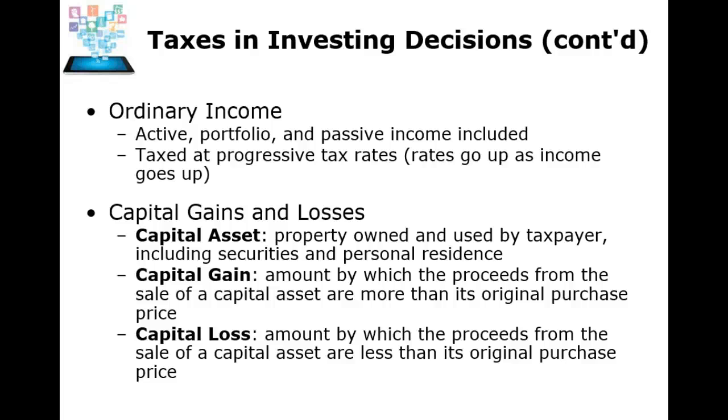Now, with capital gains or losses, we pay tax on the gains, and we can take a tax deduction on the losses. A capital asset is going to be property you own, including securities, a personal residence, or real estate, although real estate has its own separate tax laws in addition. So a capital gain is the amount of money you make from the sale of the asset that's above the purchase price.